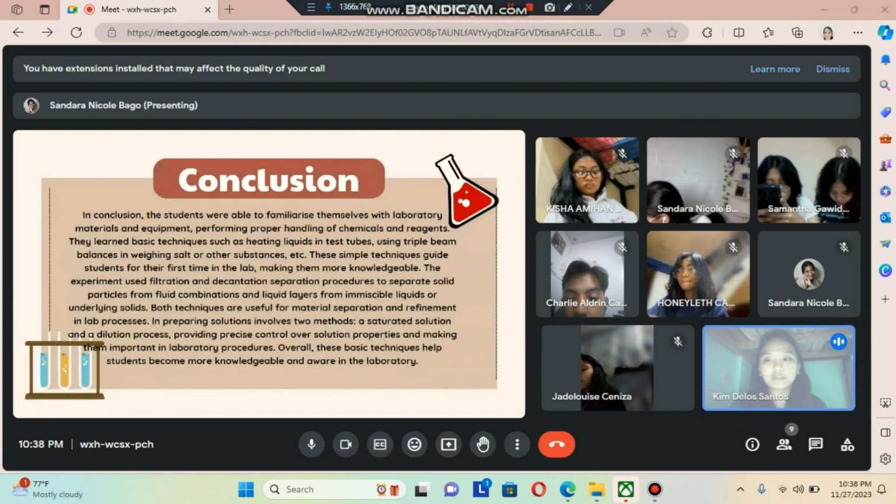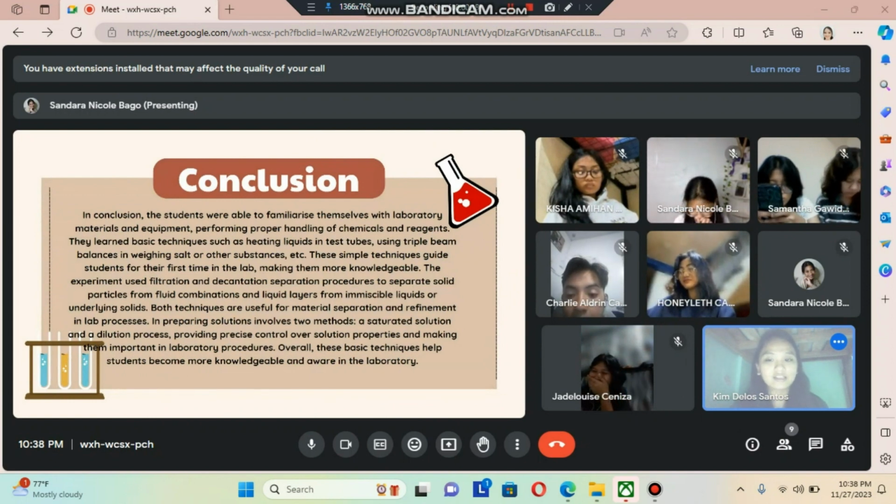The students were able to familiarize themselves with laboratory materials and equipment, performing proper handling of chemicals and reagents. They learned basic techniques such as heating liquids in test tubes, using triple beam balance in weighing salt or other substances, and so on. These simple techniques guide students for their first time in the laboratory, making them more knowledgeable.